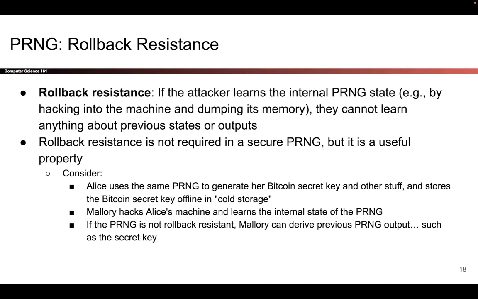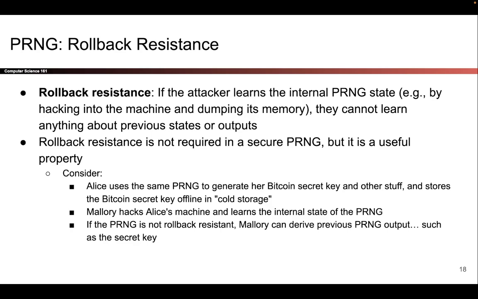Another useful property for PRNGs to have is something called rollback resistance. Now, this property is actually different from the security properties that we've already talked about. It's separate, but it's an additional security property that's good to have. So think of it like a bonus. If your PRNG has rollback resistance, it's even better, but it's a separate property from the computationally indistinguishable from random that we talked about earlier.